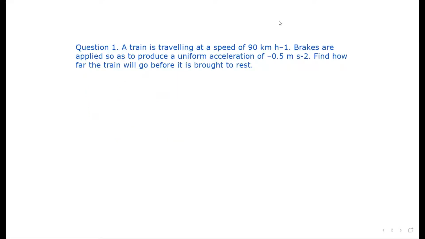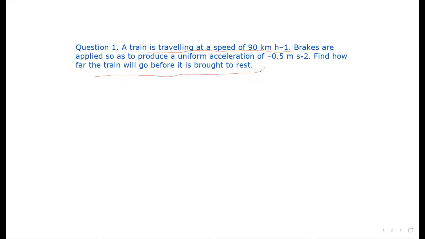So let's check it out. We have the first numerical, and how to apply our equations there. The first numerical is: a train is traveling at a speed of 90 km per hour. Brakes are applied so as to produce a uniform acceleration of minus 0.5 meter per second square. How far will the train go before it is brought to rest?